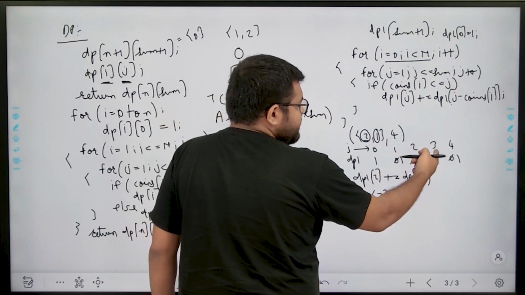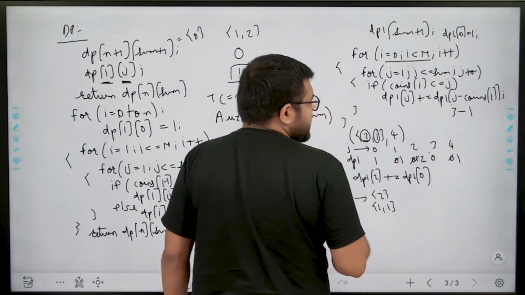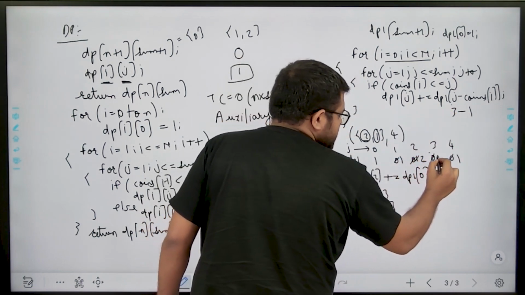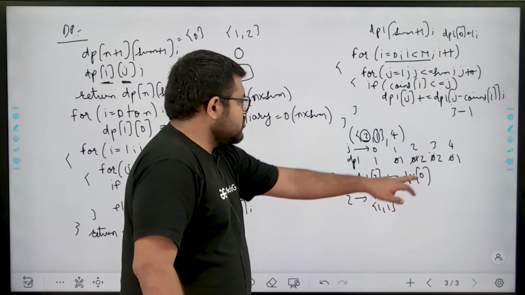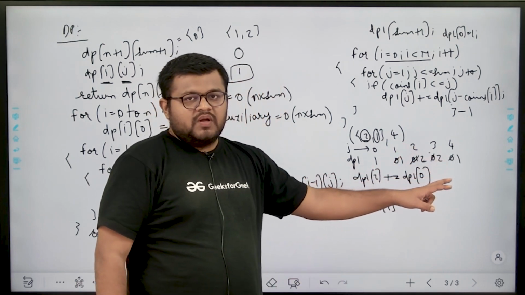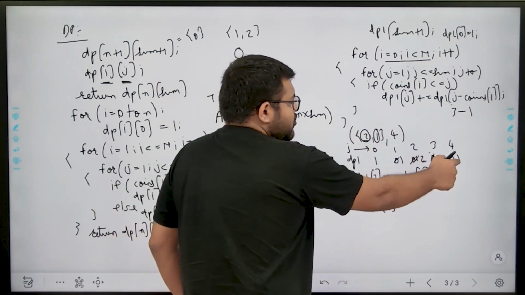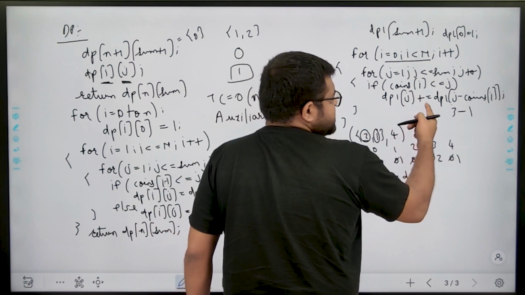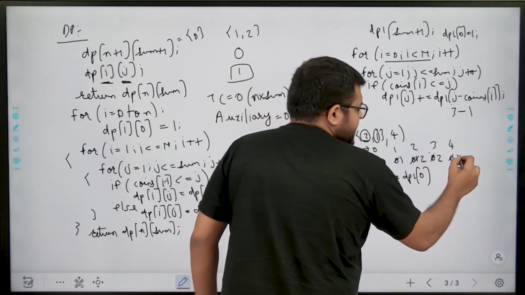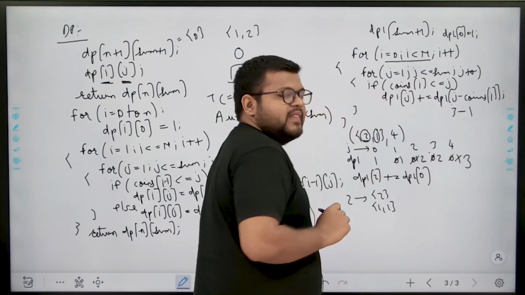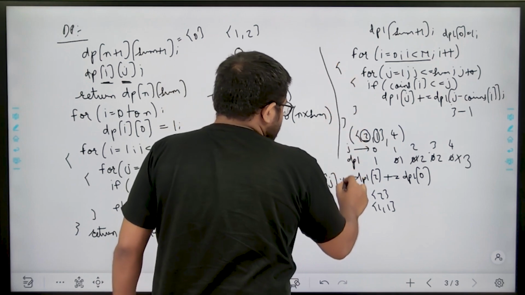For 3 it will be this plus 2, because j is 3 and coins of i is 1, so this will also become 2, because this value will be added into it. So there are 2 ways to reach 3, 1 2 and 1 1 1. Now for 4 it would be dp1 of 4 plus equals dp1 of 3. dp1 of 3 is 2, it will be added in this, so I'll get 3. And there are 3 ways which we discussed initially. So this is the second method.